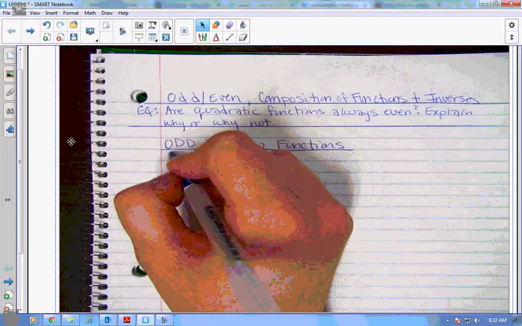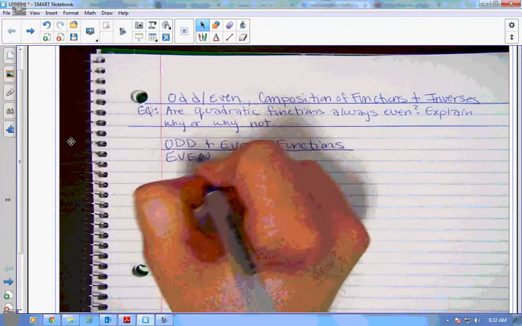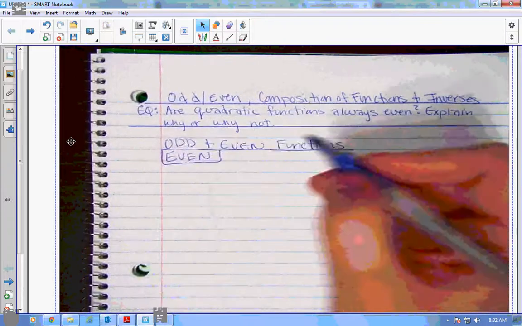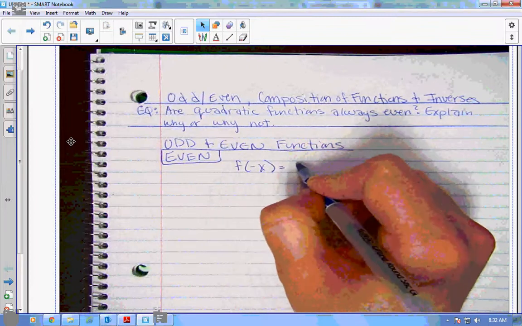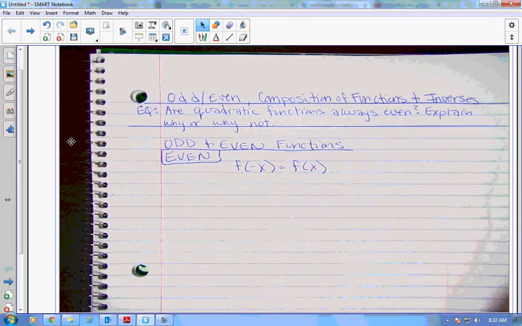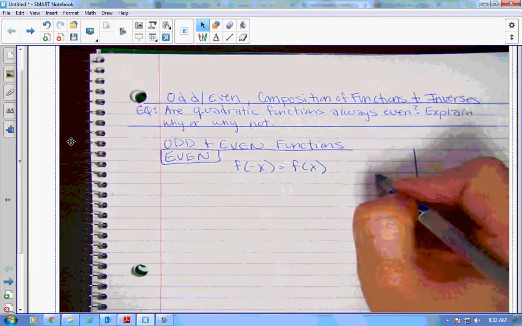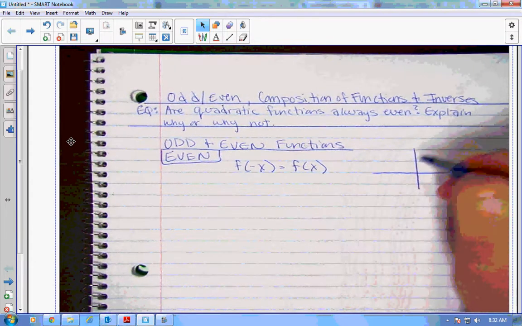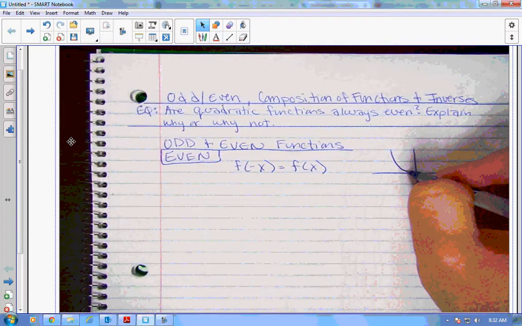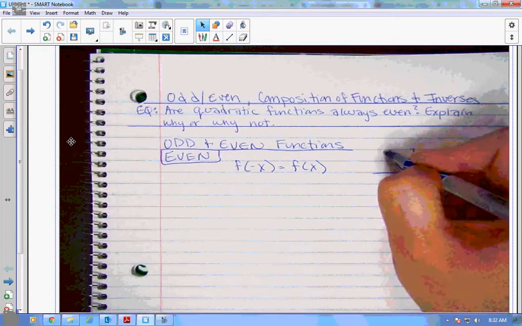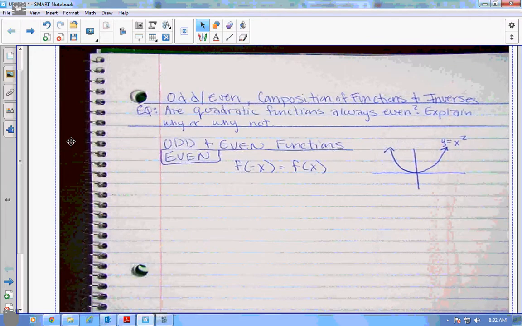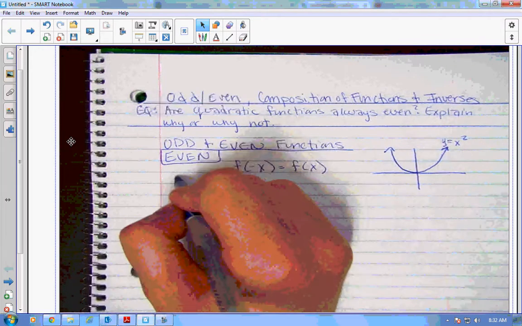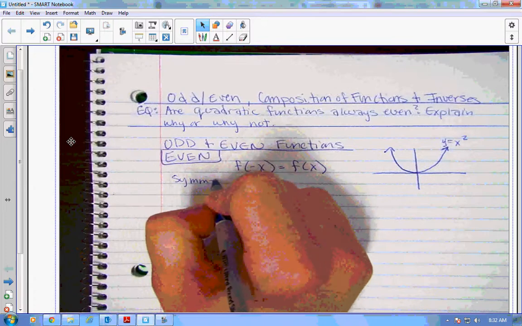Okay, an even function is a function where, when you plug in negative x into the function, you get the original function f back. So essentially, an example of an even function is a quadratic parabola, y equals x squared. We say that even functions have symmetry about the y-axis.